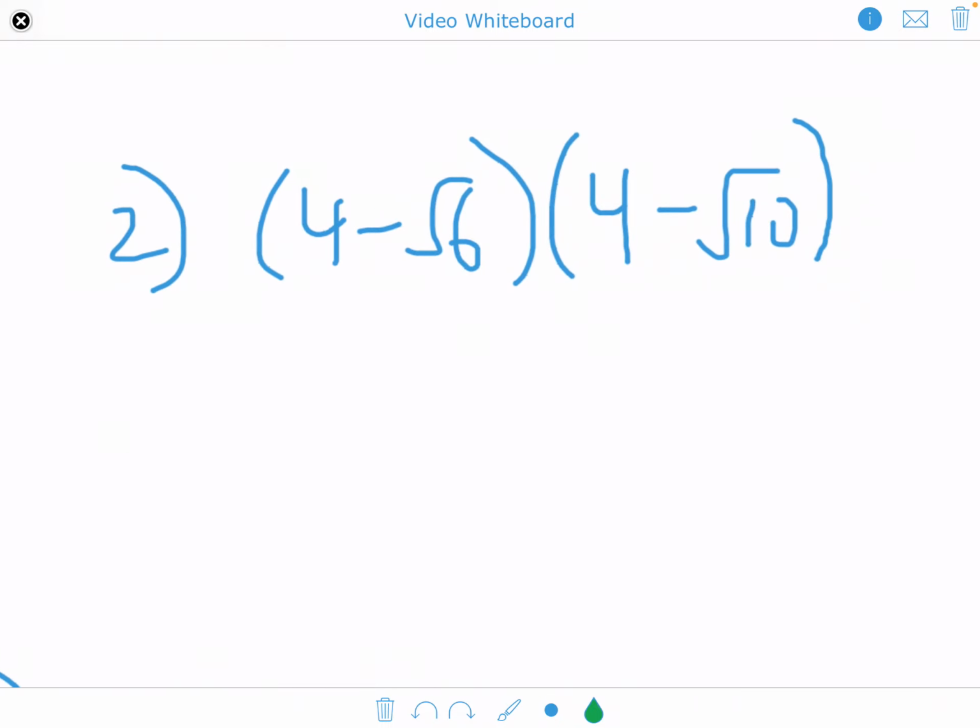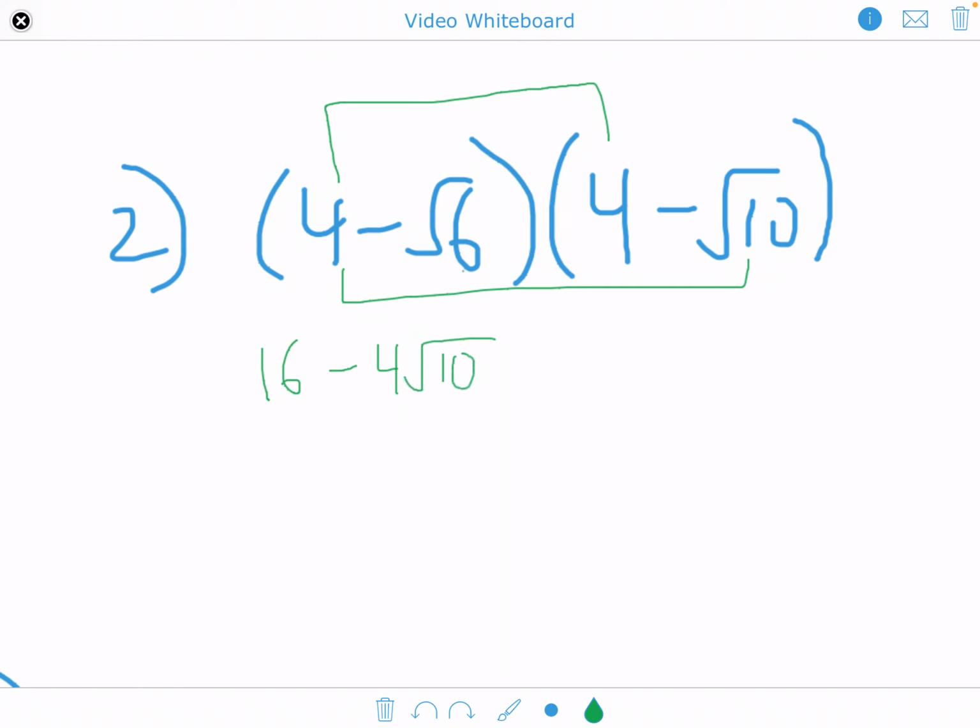Okay, now let's take a look at the next example. Here we have 4 minus the square root of 6 times the quantity 4 minus the square root of 10. Here the simplifying will be a little more complicated, but again, we'll do our FOIL process. First is 16. Then our outside is minus 4 square root 10. Then our inside is minus 4 square root 6. And finally, the last terms give plus the square root of 60.